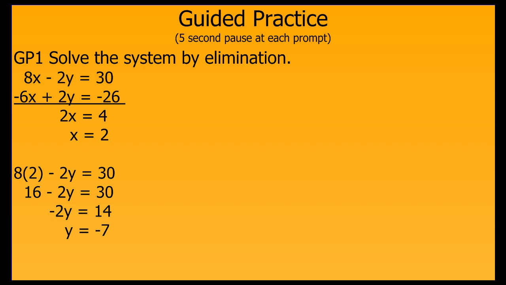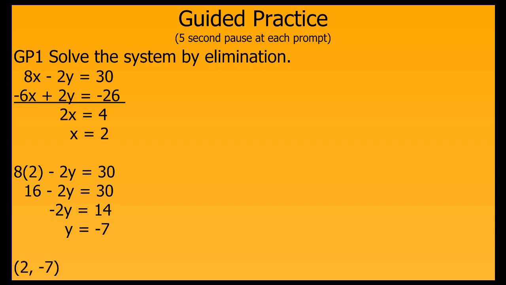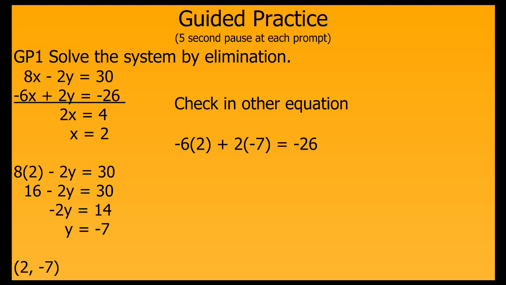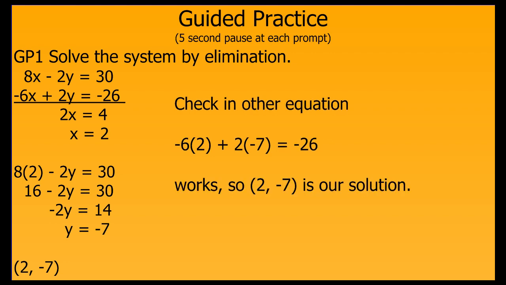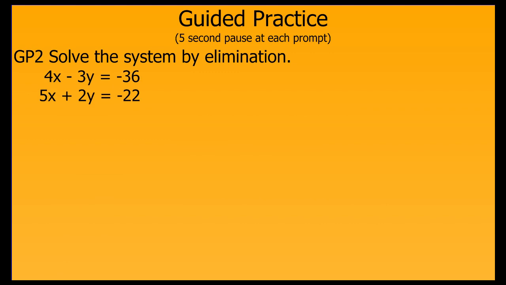So what do we do next? We write our solution as an ordered pair. Are we finished? We could be, but it's best to check our solution in the other original equation. Does it work? Yes, it does. Our solution is correct. Let's try another one. What are we trying to do here?